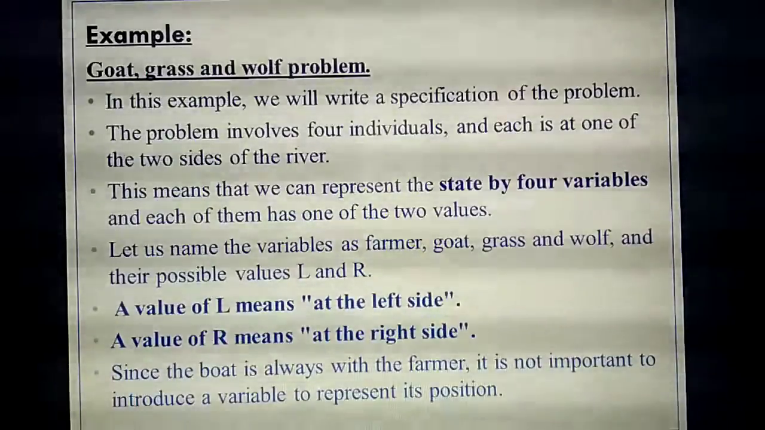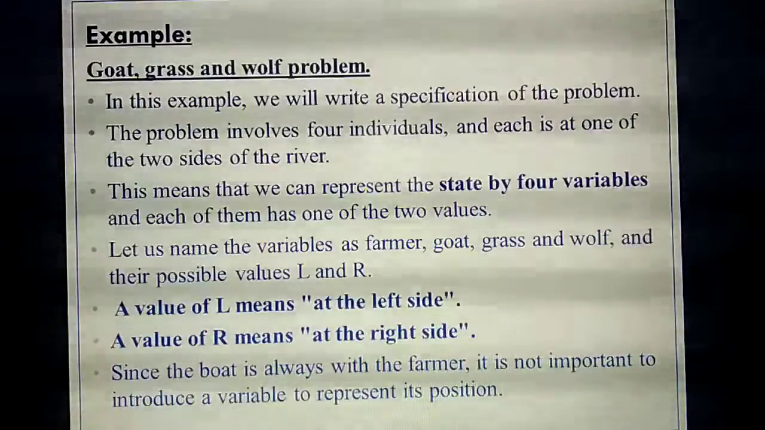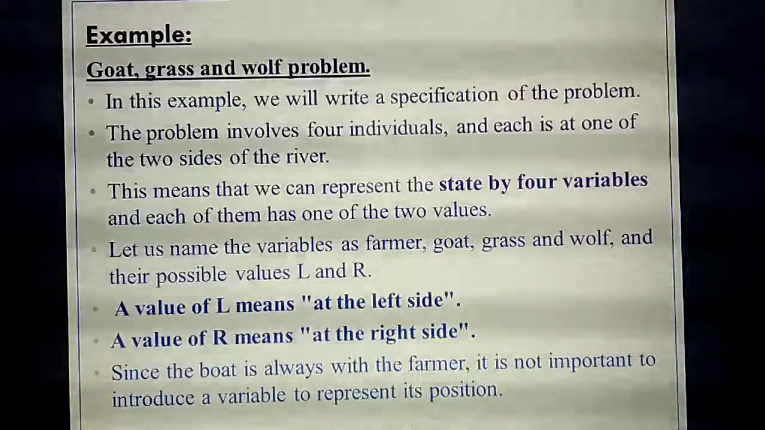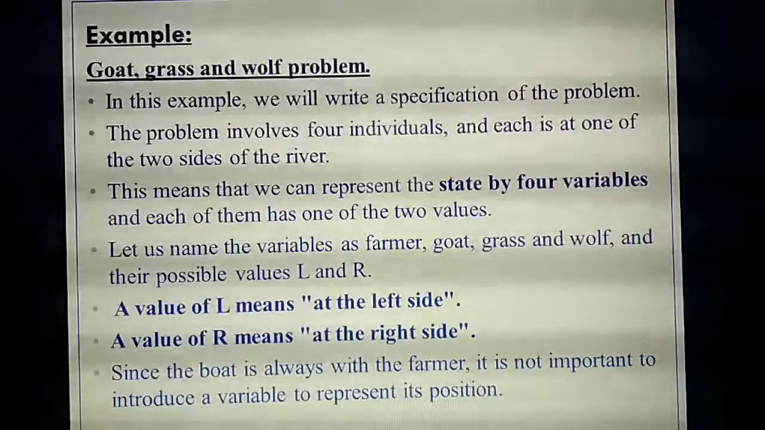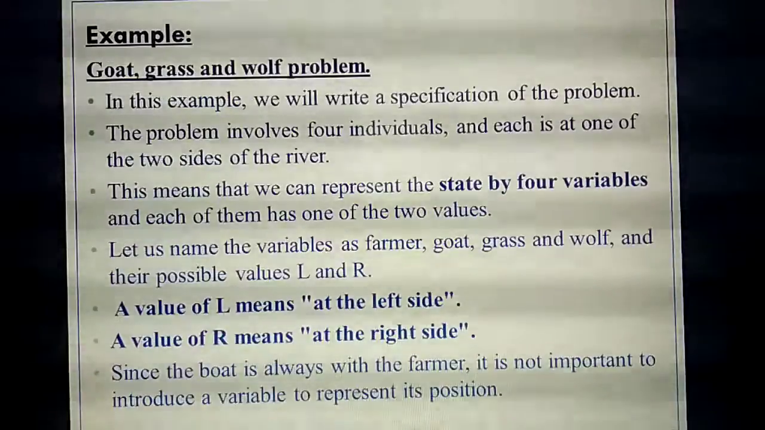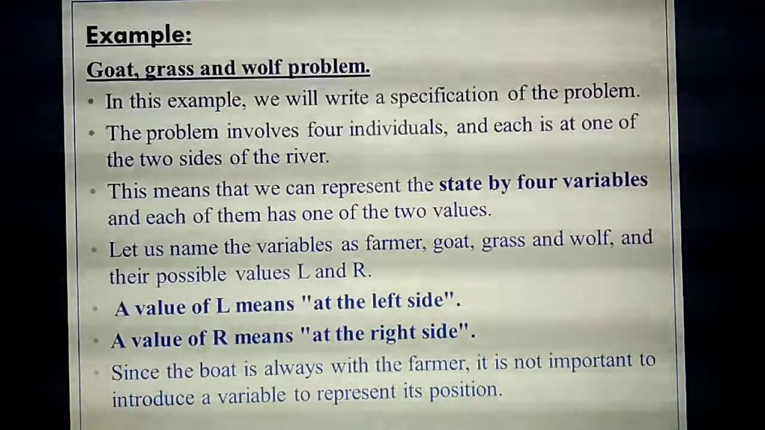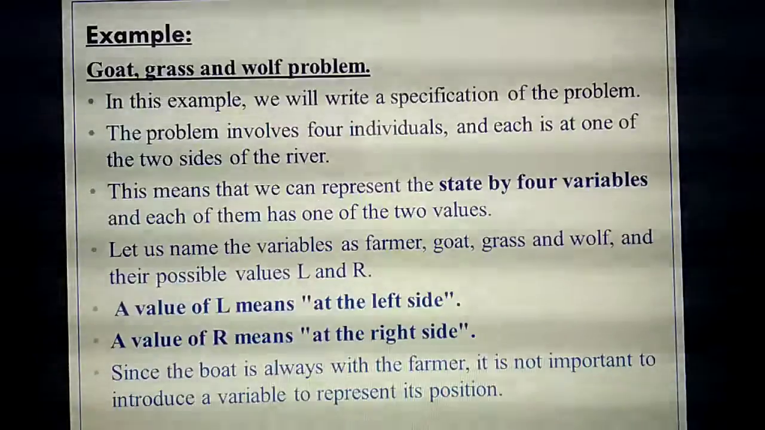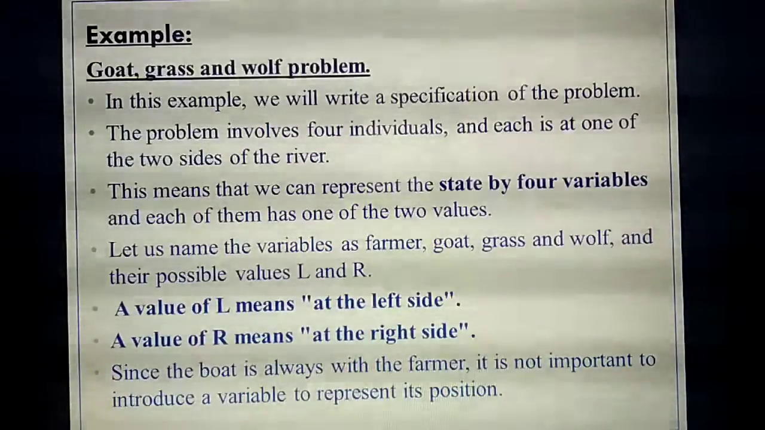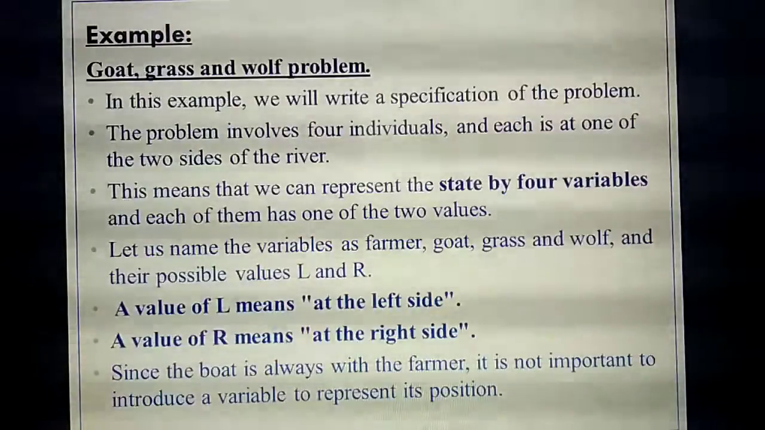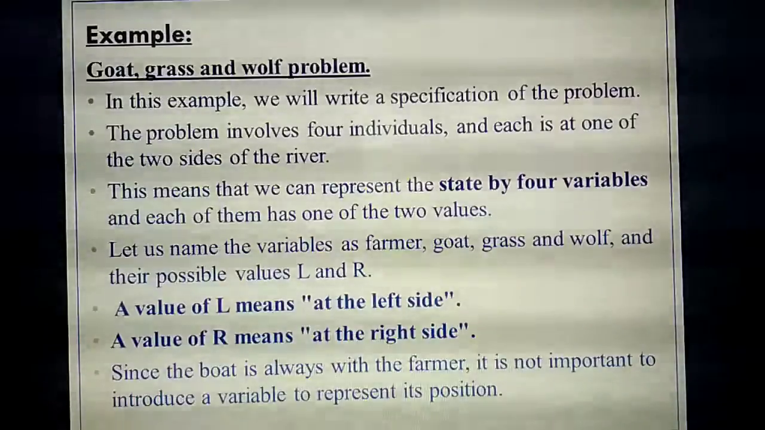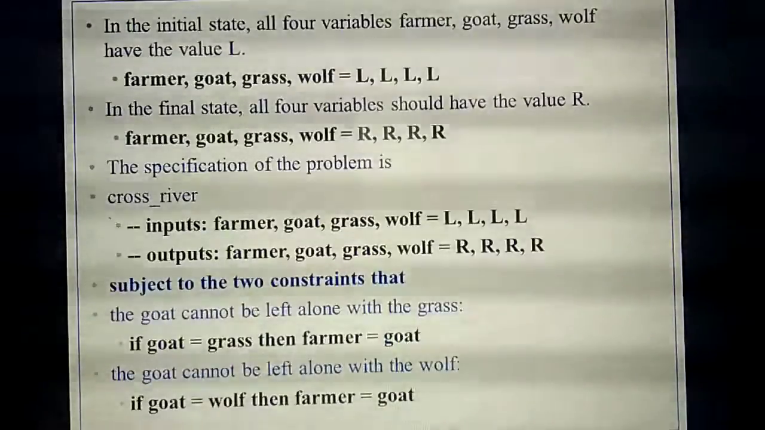Understand? So what are the things you have studied here? In this problem, how many variables are required to declare? 4. What are they? 4 individuals are there. So 4 variables you need to declare. Each variable has how many values? 2 values, that means L and R. L means they are standing on the first, left side. R means they are crossing the river and going to stand at the right side. So each variable has 2 values. Understand?